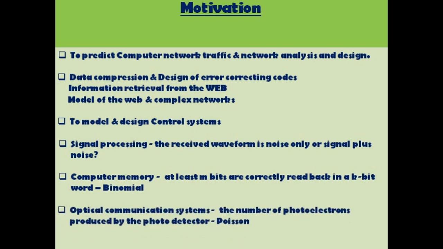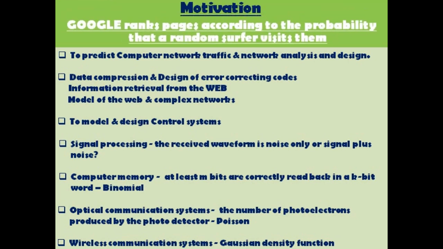While determining the performance of optical communication systems, the number of photoelectrons produced by its photodetector is well modeled by the Poisson random variable or a Poisson process. Gaussian density function plays a prominent role in the analysis and design of wireless communication systems. These are only a few of the applications of probability in engineering. It is also widely used in mechanical engineering, civil engineering, chemical engineering, etc.